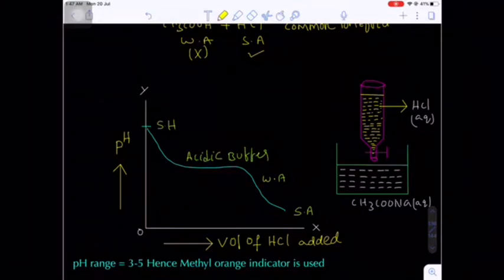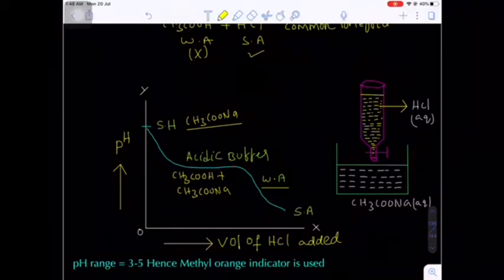Now here the pH curve will have pH on the y-axis and the volume of hydrochloric acid added on the x-axis. Just now I told you, if HCl is added, the pH curve will go in the downward direction immediately. Initially the pH is only due to the salt hydrolysis of sodium acetate. Now before the equivalent point you have an acidic buffer, a mixture of acetic acid and sodium acetate, CH3COONa.